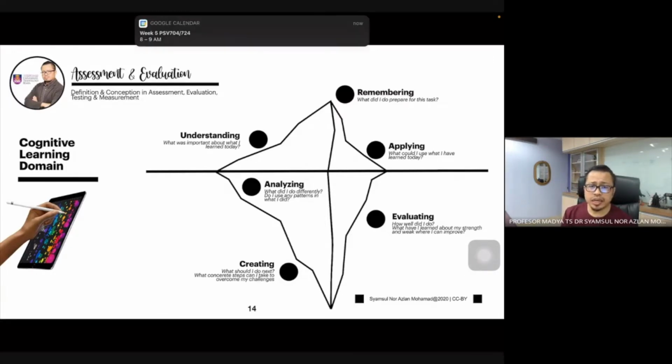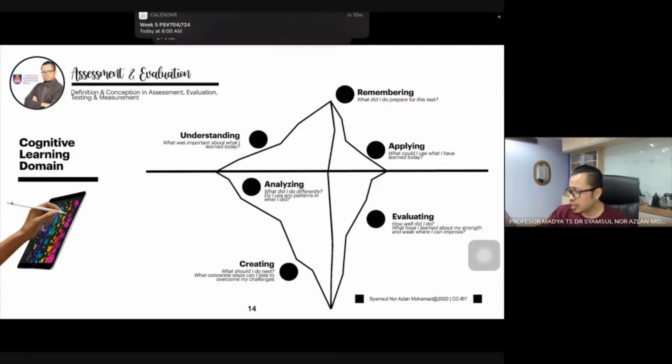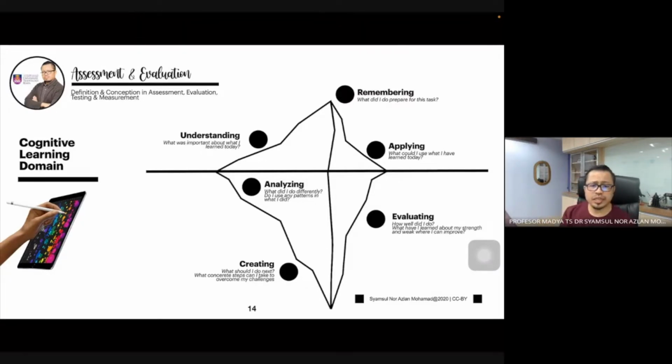And if you go higher, after applying, the student is tested by cognitive level 4, analyzing, and what did I do differently, do I use any pattern in what I did.